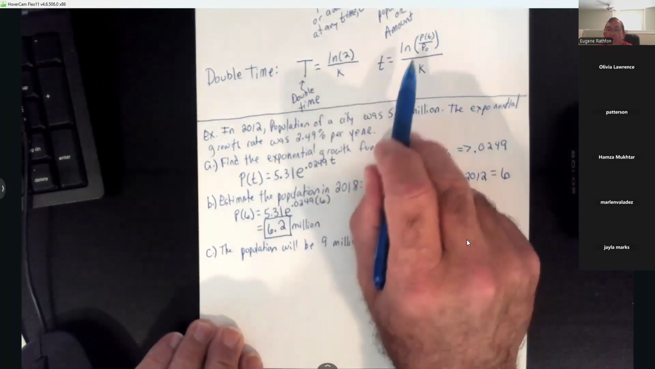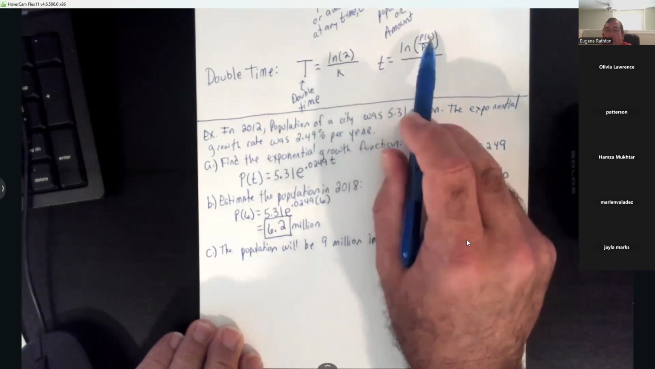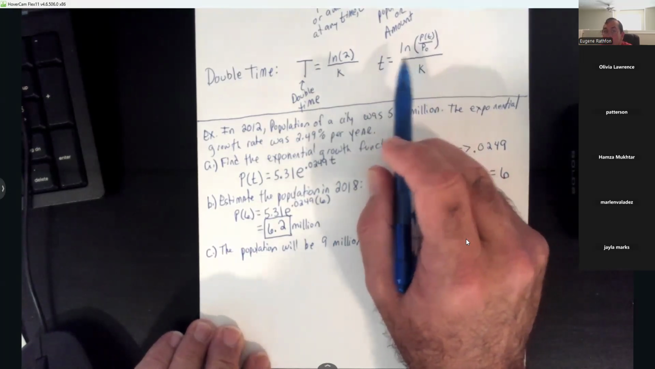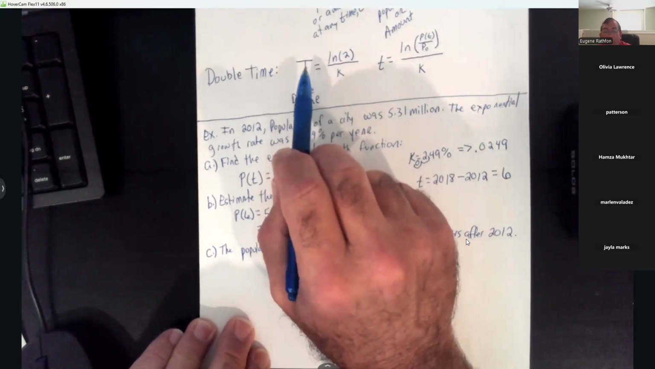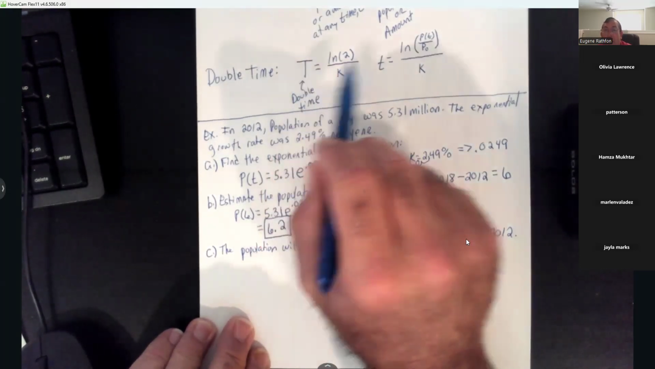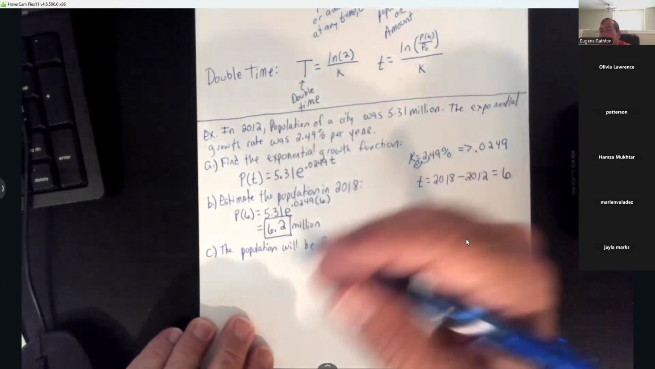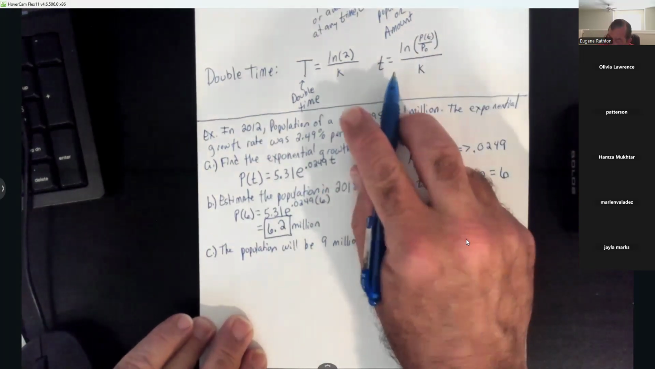So this is the one where I'm going to use this formula, right? They're giving me the ending amount. I know the beginning amount, and we know K. So we would use this one to find time. Now, double time, I will use this one, okay? But we're just finding the time that passed to get to a new level that they're looking at, okay?